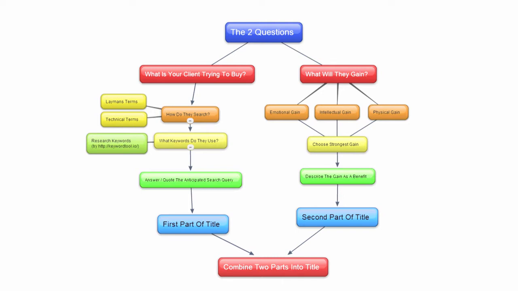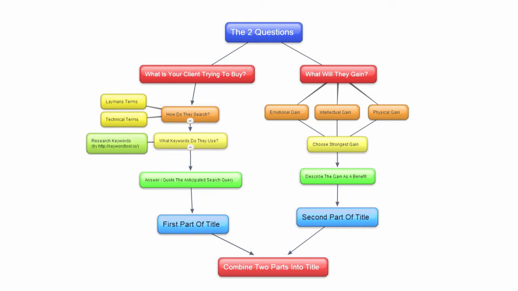So let's move on. We've got the answer, the quote, the anticipated search query. That now becomes the first part of the title. So we want to take the search query and the keywords and put that into the first part of the title. And we'll show you some examples in a moment, like we said.